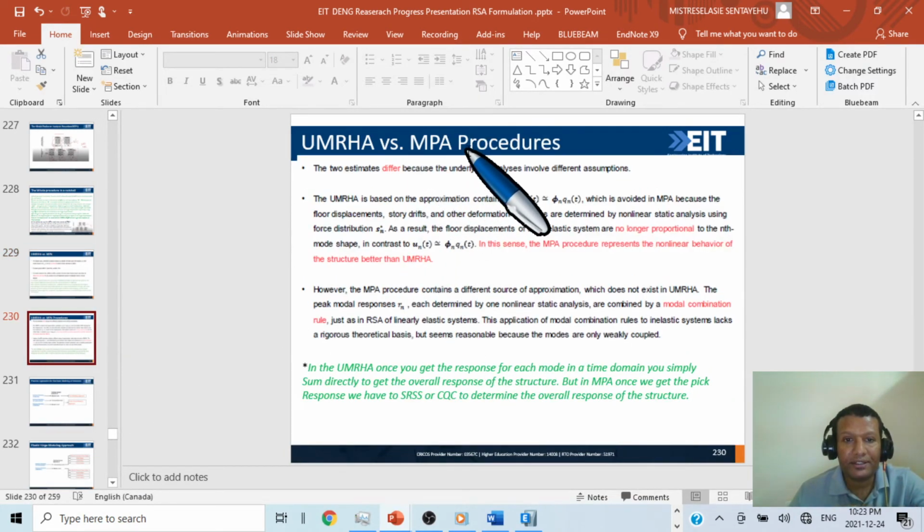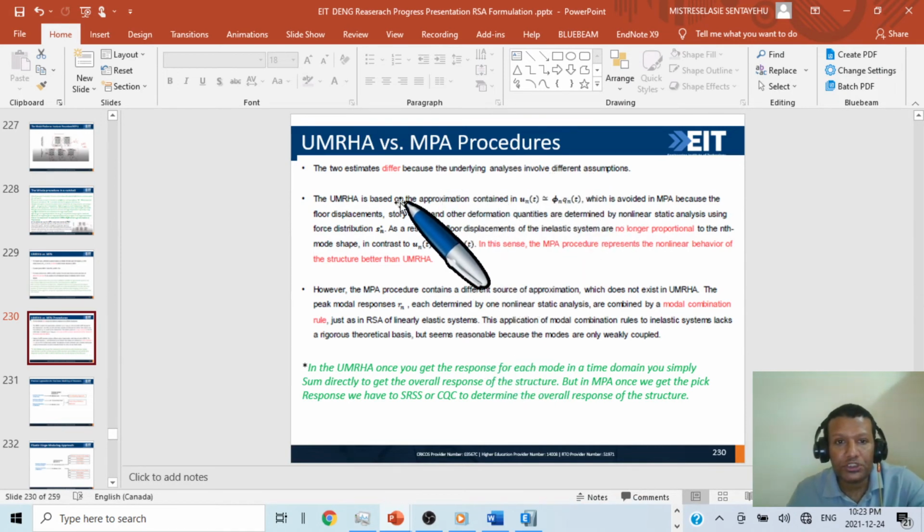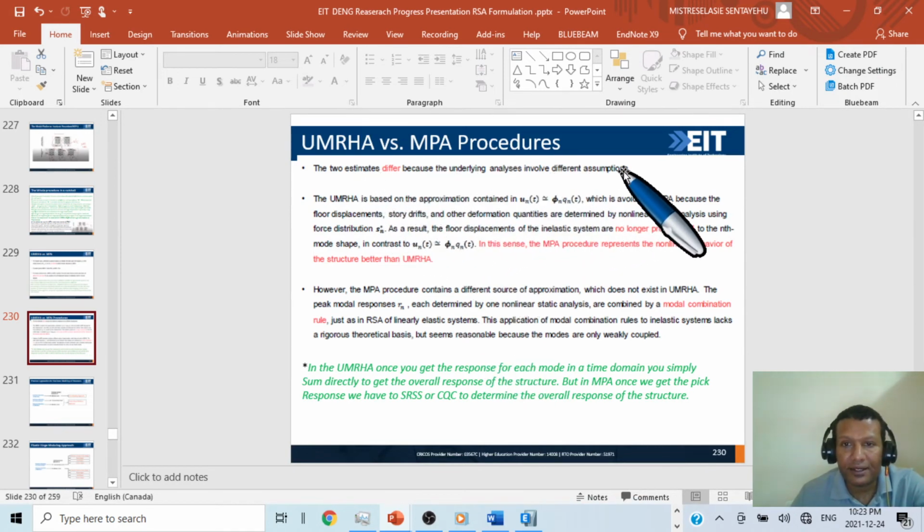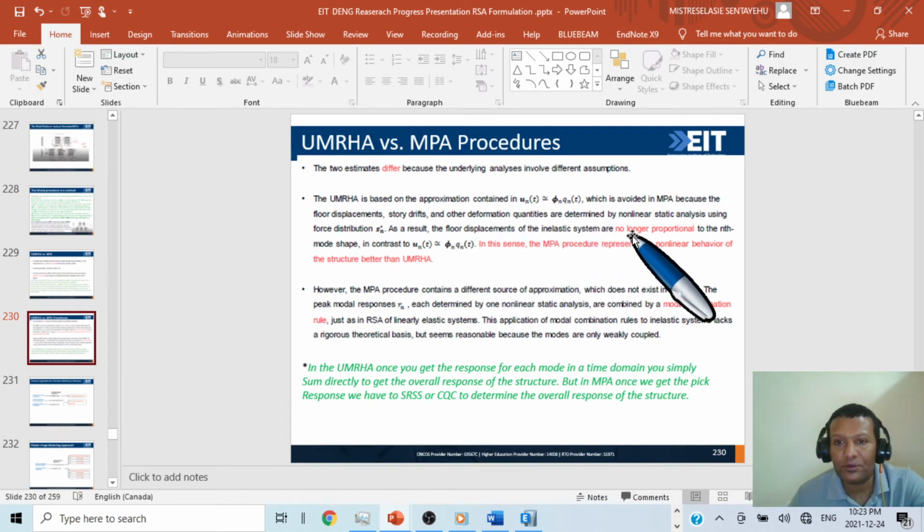So in the UMRHA and MPA procedures, the two estimates differ because the underlying idea is different. Again, the UMRHA is based on an approximation, as we saw, contributed to by the nth mode displacement being approximate, which is avoided in MPA because the floor displacement, story drift and other quantities are determined by nonlinear static analysis using the force distribution. As a result, the floor displacements of the inelastic system are no longer proportional to the nth mode shape.